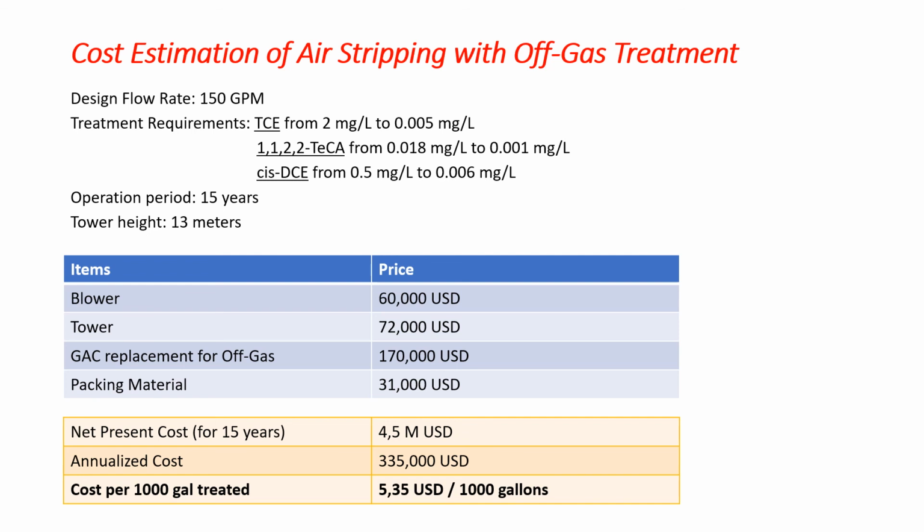As you can see in the table, blower, tower, carbon replacement, and packing material are some of the most expensive components. In the end, we summed up capital cost of equipment and operation and maintenance expenses, and we ended up with almost $5.50 per every 1,000 gallons of water treated.